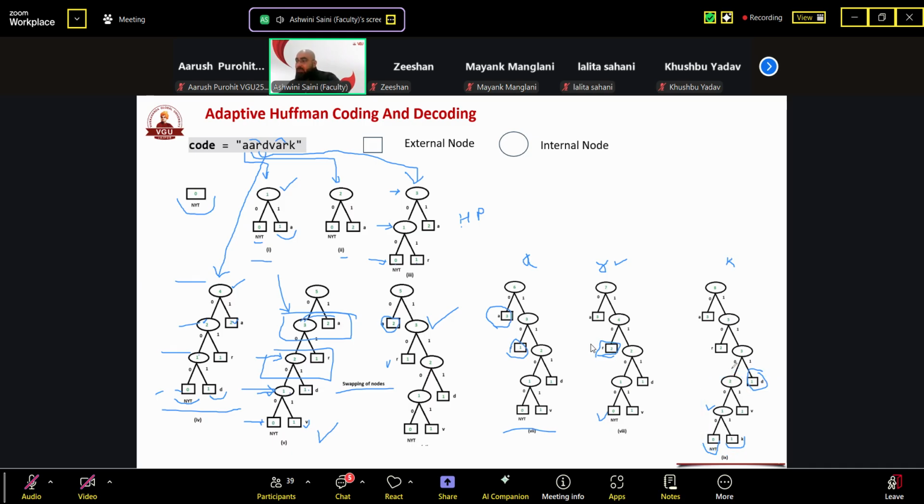Moral of the story, this could be 1 and this could be 0, as it will be on the left side, and the entire bottom tree will be on the right side. So we have covered all the symbols.